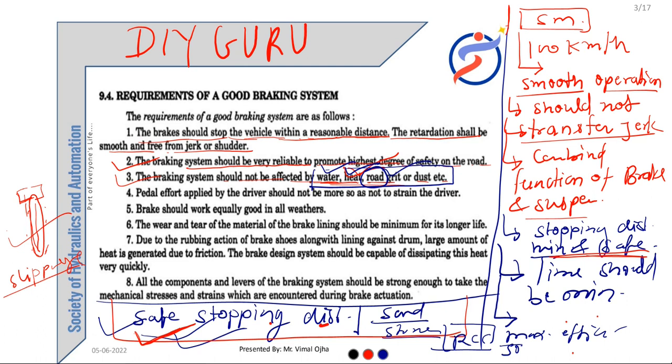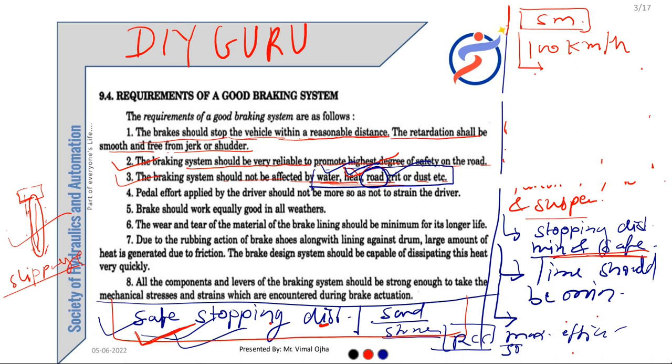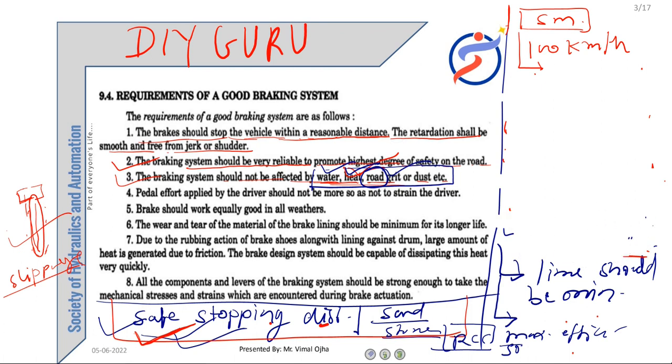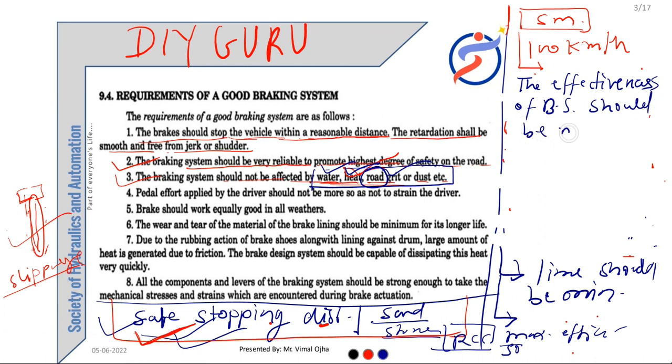What point can we mention? We can write here: the effectiveness of braking system should be maintained in all conditions. So that is all about the third point.